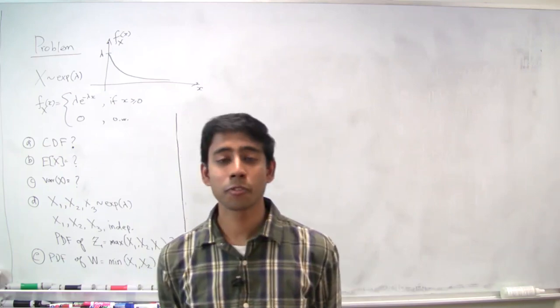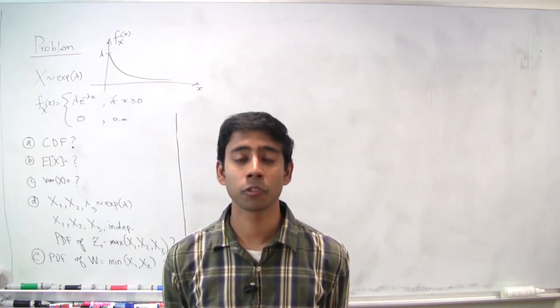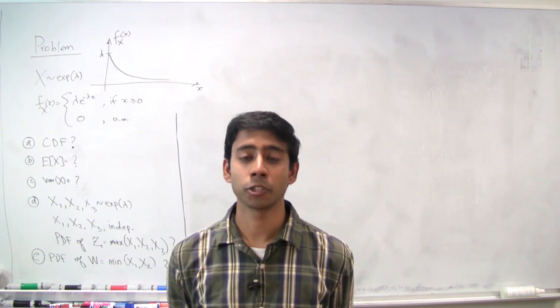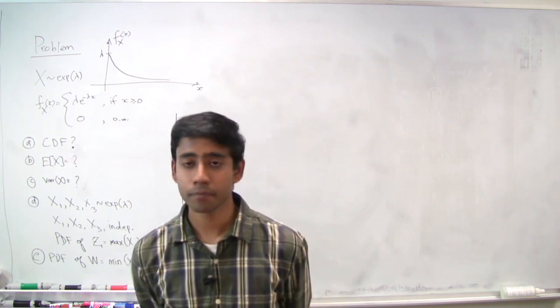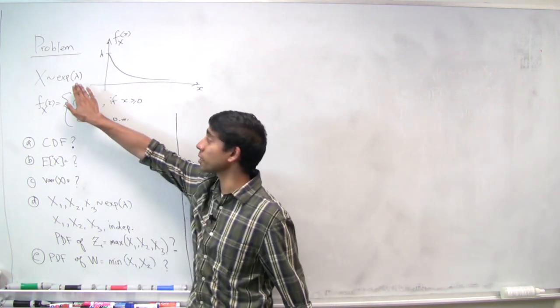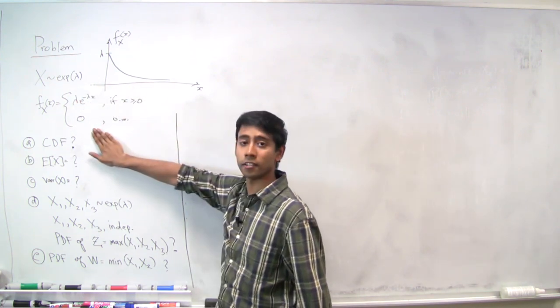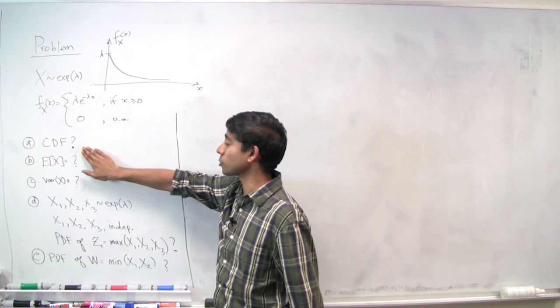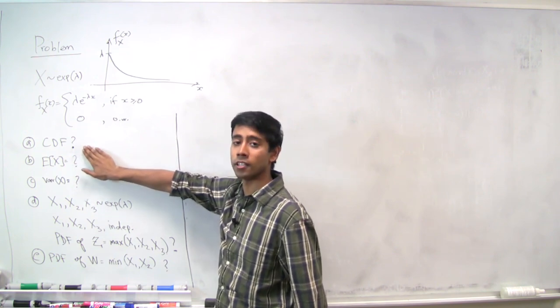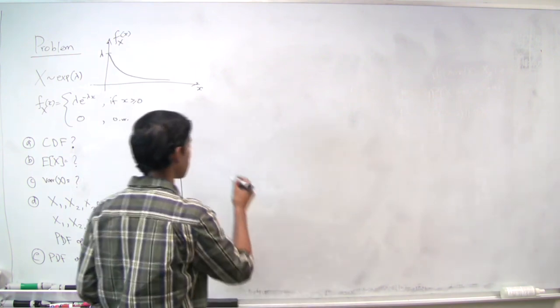Hi, in this video we're going to compute some useful quantities for the exponential random variable. So we're given that X is exponential with rate lambda. The PDF looks like this and the formula is here. First question, part A, what's the CDF? So let's go right in.